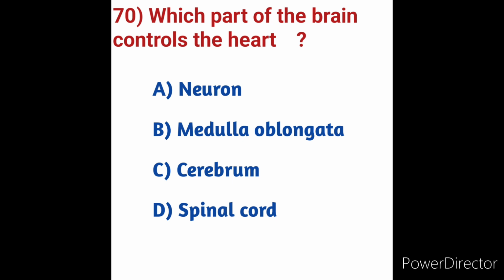The medulla oblongata controls breathing, blood pressure, heart rhythms and swallowing. Messages from the cortex to the spinal cord and nerves that branch from the spinal cord are sent through the pons and the brain stem. So which part of the brain controls the heart? In these options, option B, medulla oblongata, is the correct answer. Next we will move on to question number 71.